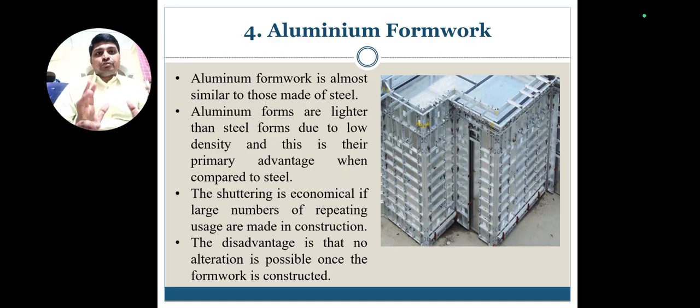So aluminum formwork has a lighter weight. Like the shuttering, it is most economical for large numbers of repeated uses in construction.